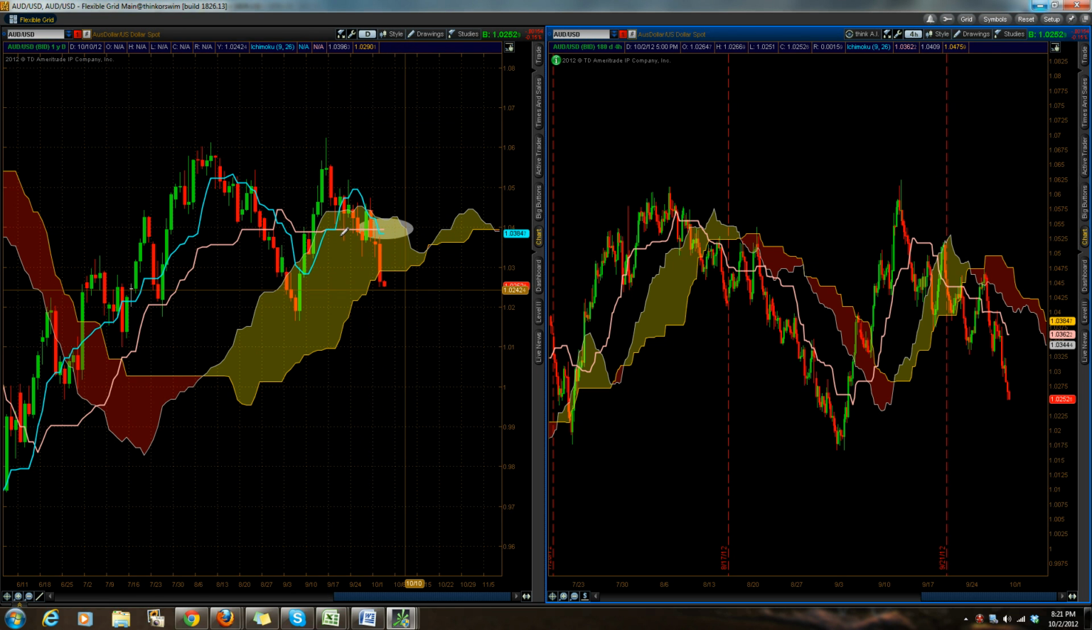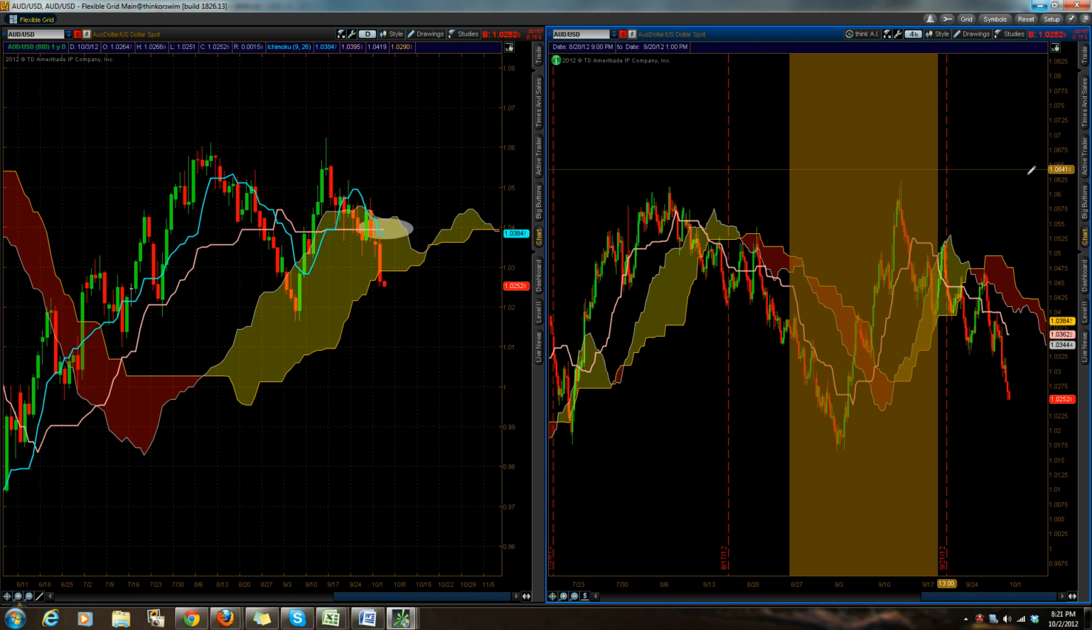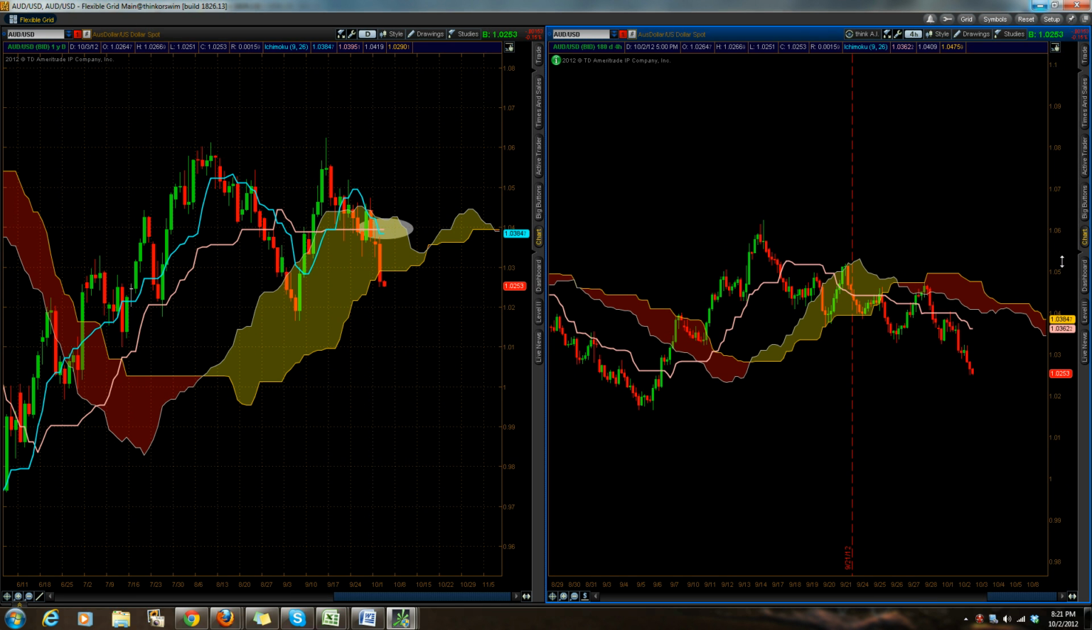Alright, so the overall outlook on this pair remains bearish. On a 4-hour chart, as you can see, the future cloud is bearish. We have some resistance at the 4-hour Kijun at 1.0362.